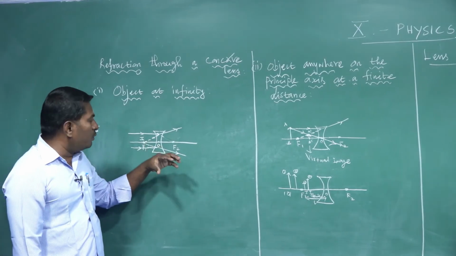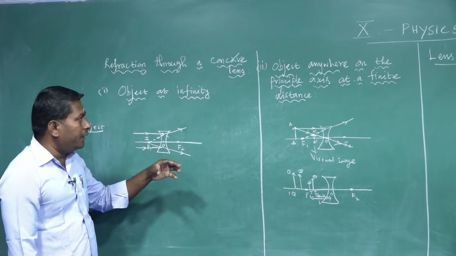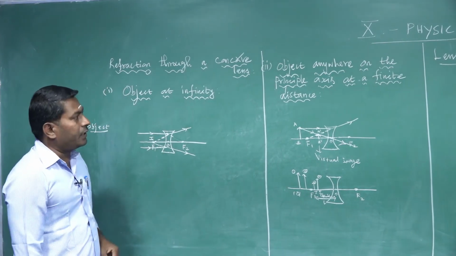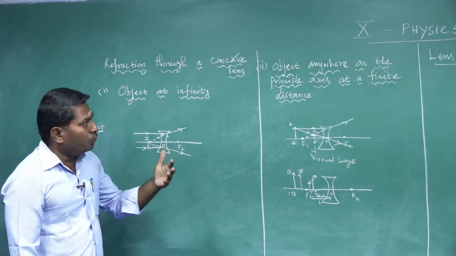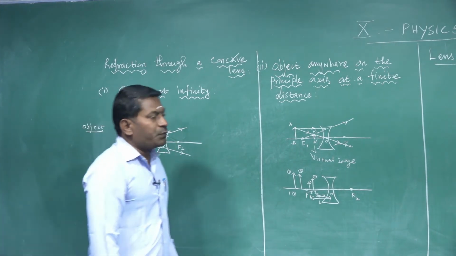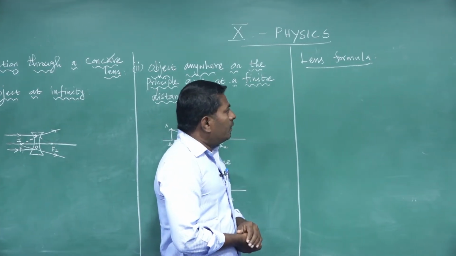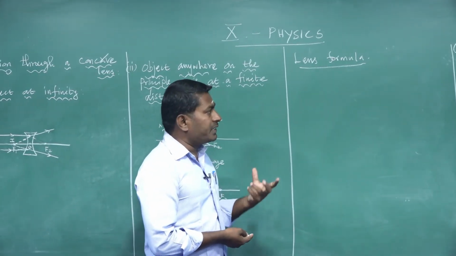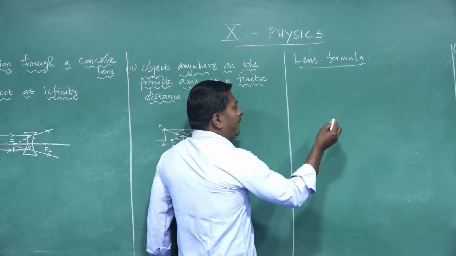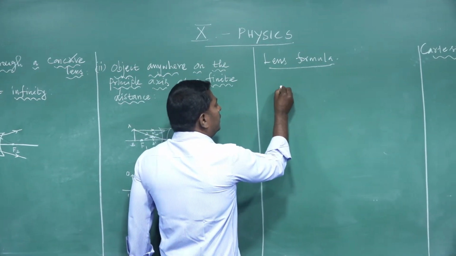So the image is formed by either a convex lens or a concave lens due to the phenomenon of refraction. Dear students, next we move to the lens formula. Already we know the mirror equation, you know the spherical mirror. In that spherical mirror, we have an equation.